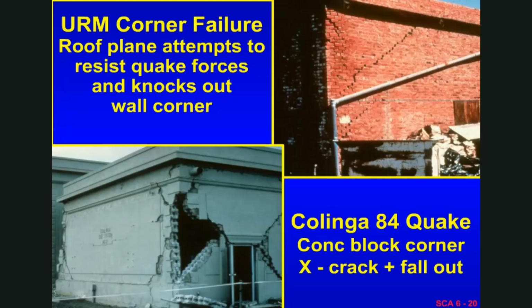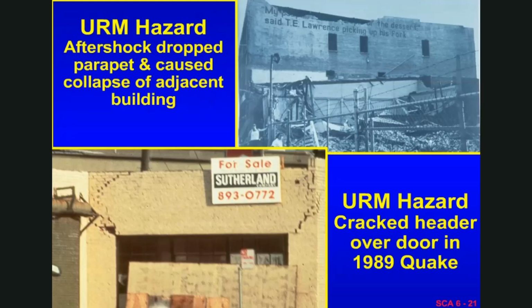This is unreinforced unit masonry, concrete unit masonry that was in the Kalinga earthquake. Here's a couple of other examples. The upper example is an aftershock collapse. The parapet of the building in the background collapsed on the building in the foreground, which was a light metal building, and collapsed it in an aftershock.